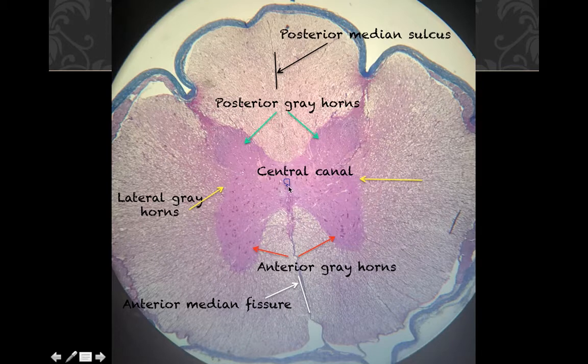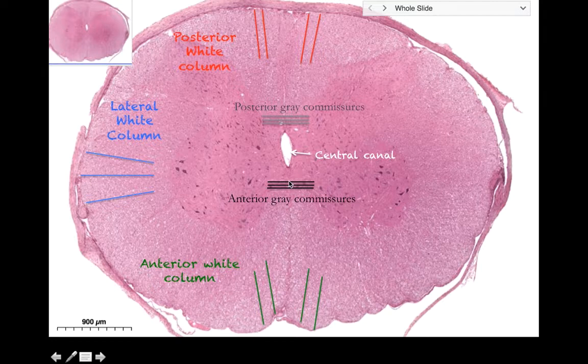And then this hole in the center is the central canal. It's better on other slides. So here is the central canal, much better. And then you can see the butterfly shape of the gray matter. And in this one you can see that those bottom anterior gray horns are much larger, which is more accurate because it controls skeletal muscle.